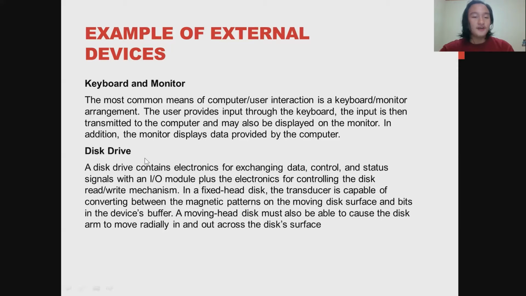The disk drive. A disk drive contains electronics for exchanging data, control, and status signals with an input-output module, plus the electronics for controlling the disk read and write mechanism. In a fixed head disk, the transducer is capable of converting between the magnetic pattern on a moving disk surface and bits in the device buffer. A moving head disk must also be able to cause the disk arm to move radially in and out across the disk surface.